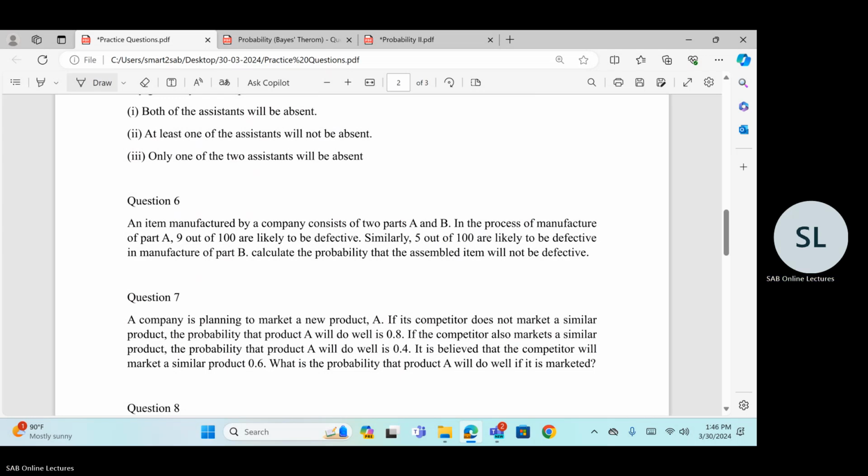There are no other details given. We can assume these two events are independent. Part A does not depend on part B, and these two parts are manufactured separately. Okay, then these two events are independent. Then how to get the intersection? Multiply the two probability values. What is the answer? 91 over 100 multiplied by 95 over 100. It's clear? Okay, understood?